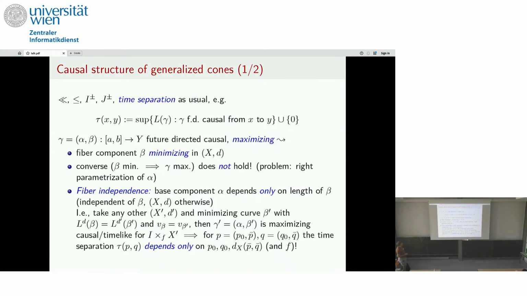And so in particular, the time separation of P and Q depends only on the base component of P, the base component of Q, and the distance in the fiber. And of course, on the warping function. And this allows you to simplify a lot of things.